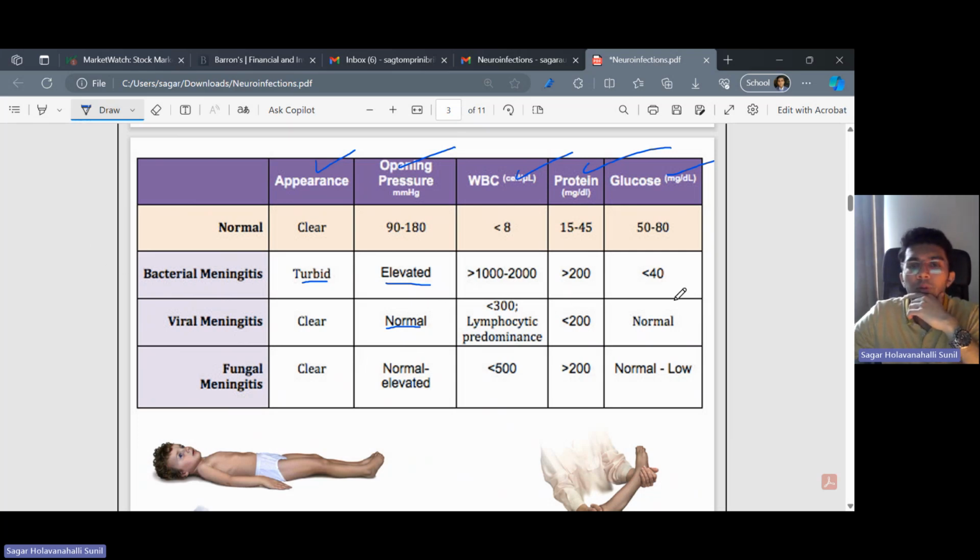Now, glucose: viral meningitis, normal; fungal, normal, or it could be low. Bacterial is usually lower because the bacteria utilize the glucose for proliferation and everything. Therefore, it's lower. Protein is higher because of bacterial products, bacterial cell wall, etc. Yeah, that's pretty much it.